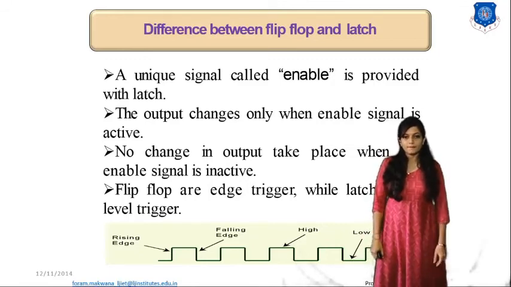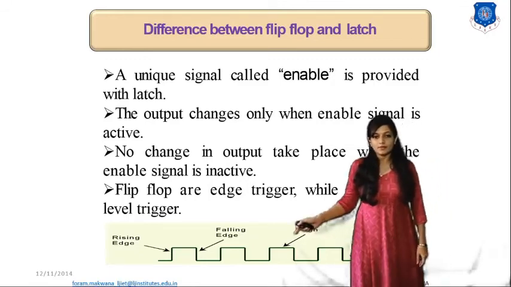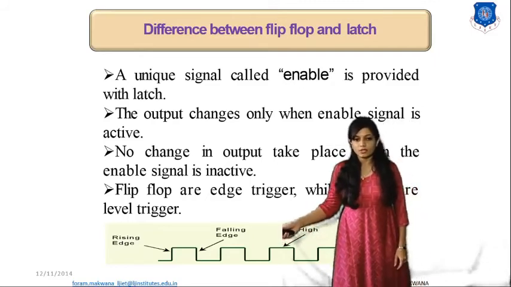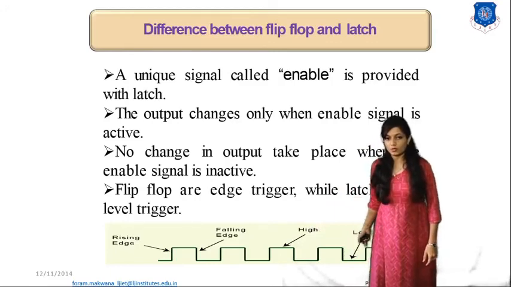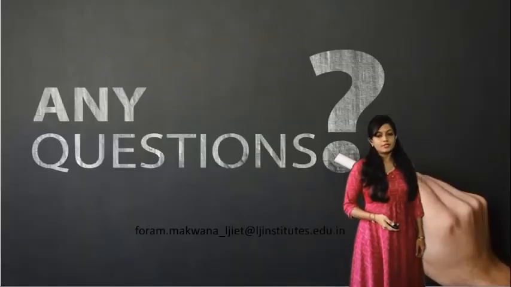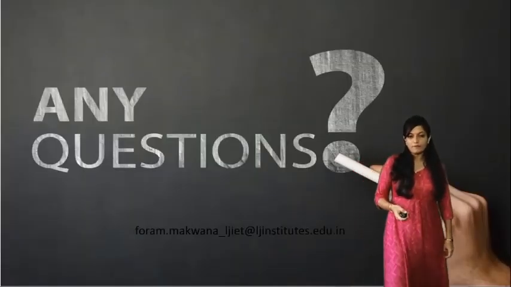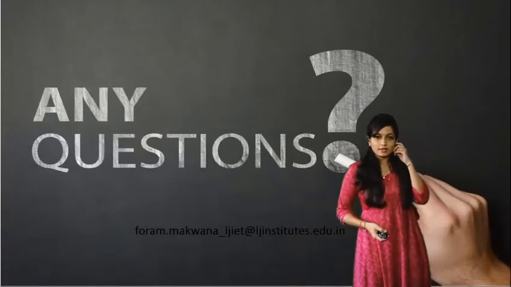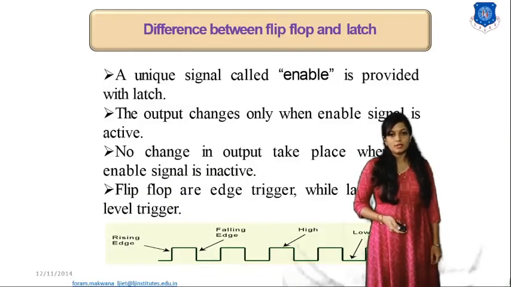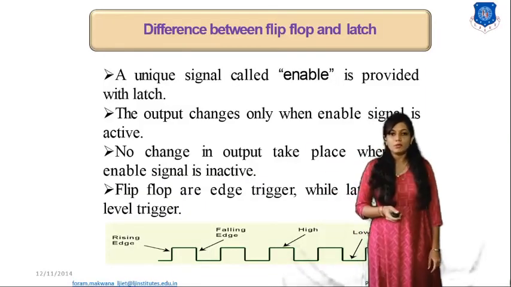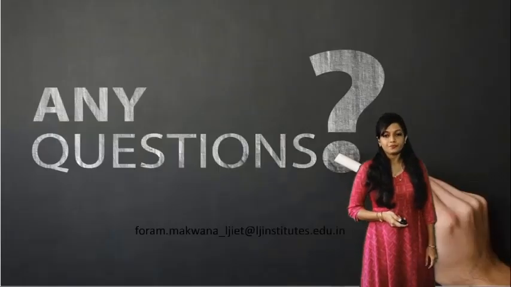And what is level trigger? Active high means it is at logic 1, and logic 0 means active low. So these are the differences between the flip-flop and latch. More differences between the flip-flop and latch we will discuss later on, but this is the basic difference.